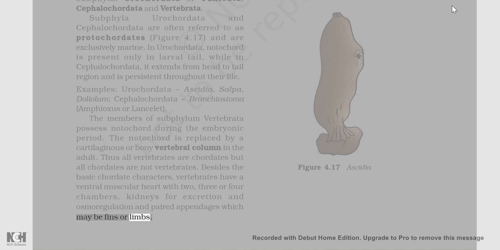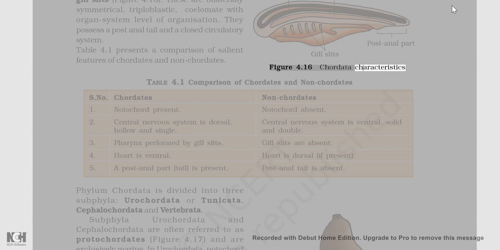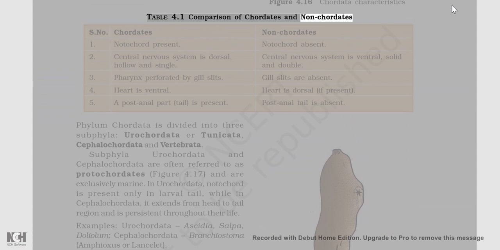Figure 4.16 Chordata characteristics: nerve cord, notochord, postanal part, gill slits. Figure 4.17 Ascidia. Table 4.1 Comparison of chordates and non-chordates. 1. Chordates: notochord present; non-chordates: notochord absent. 2. Chordates: central nervous system is dorsal, hollow and single; non-chordates: central nervous system is ventral, solid and double. 3. Chordates: pharynx perforated by gill slits; non-chordates: gill slits are absent. 4. Chordates: heart is ventral; non-chordates: heart is dorsal, if present. 5. Chordates: a postanal part, tail, is present; non-chordates: postanal tail is absent.